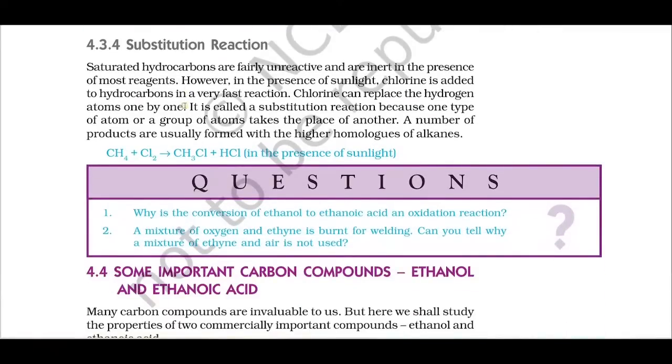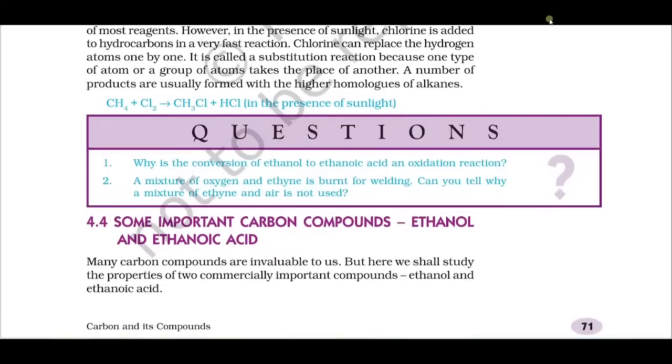Next, what we have is the substitution reaction. Methane in the presence of sunlight undergoes the substitution reaction where each and every hydrogen atom is replaced by a chlorine atom. Then the product we get is carbon tetrachloride. CH4 will be converted into CCl4 in the presence of sunlight. And this is called what? Substitution reaction.